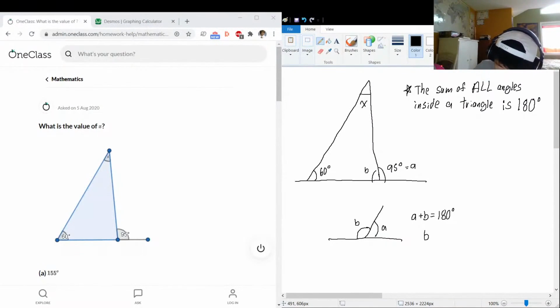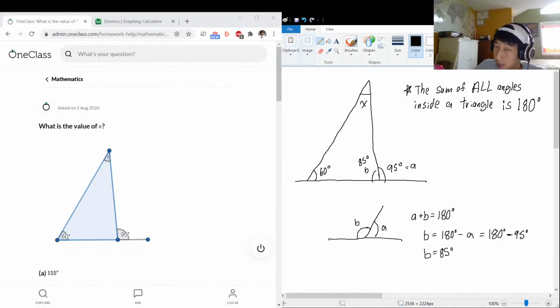So B is equal to 180 degrees minus A, just subtracting A from both sides of this equation. If B is 180 degrees minus A, and A is equal to 95 degrees, we know that B must be 180 degrees minus 95 degrees. And with some quick math, that is 85 degrees.